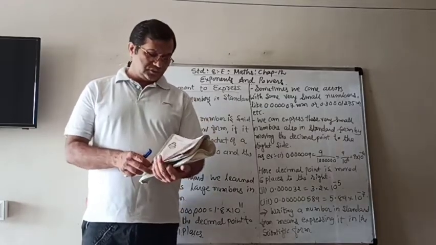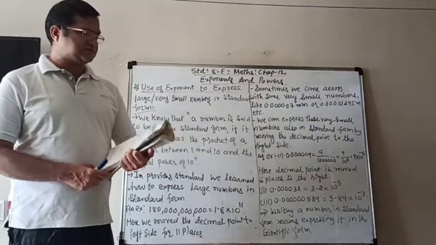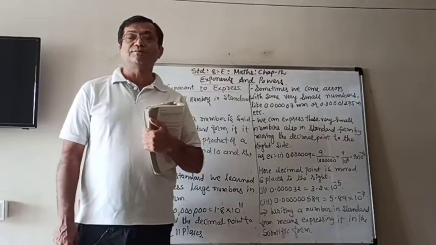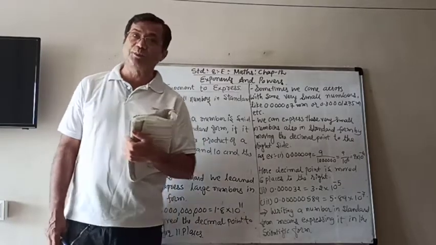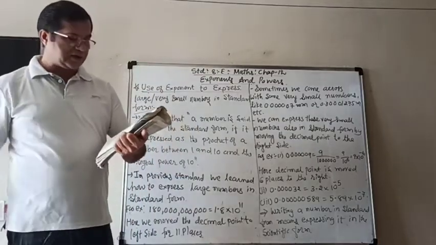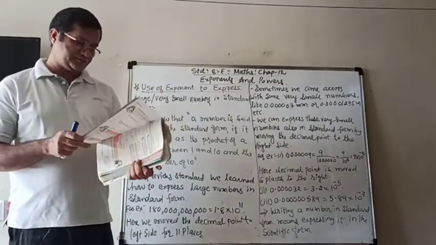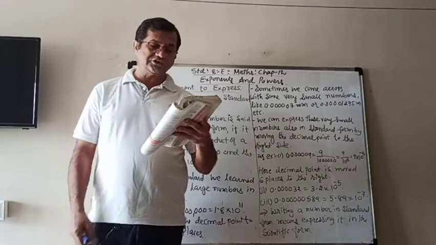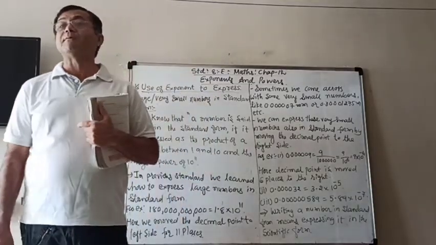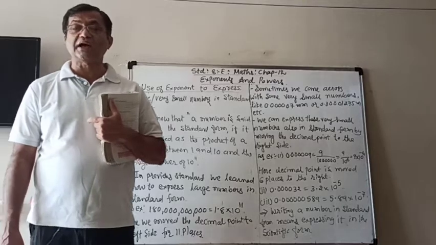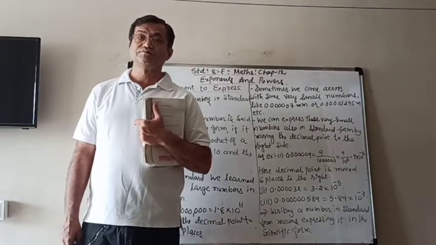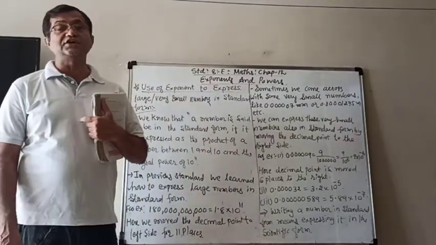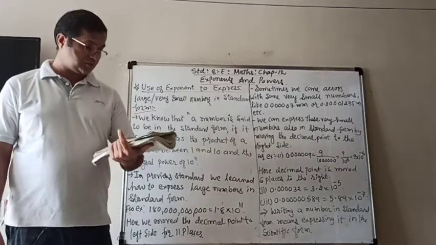And we also learned in this chapter that when there are negative powers, we can convert them into positive powers by taking the reciprocal, and then we can write them down. Also we learned that when decimal numbers are written in the standard form, expanded form actually, then they can be written using negative exponents also.